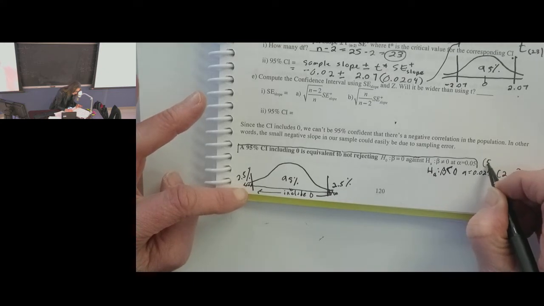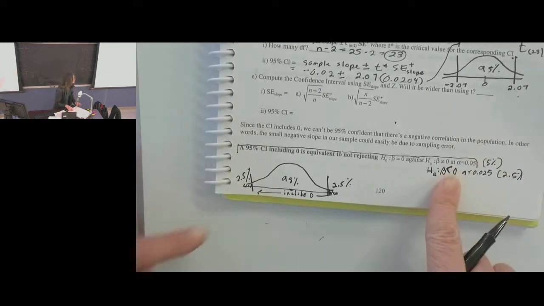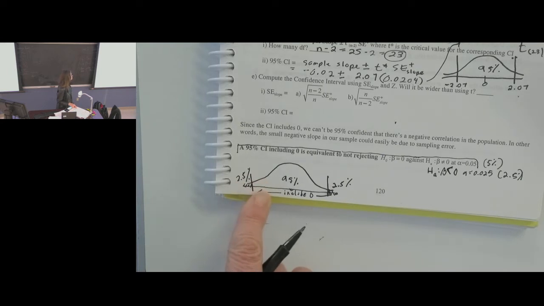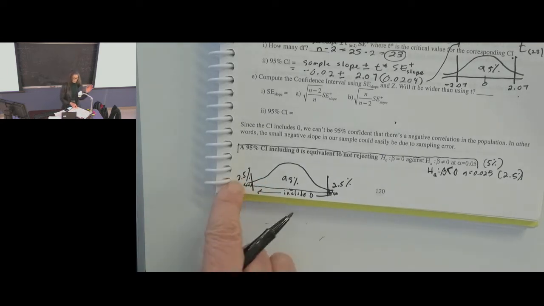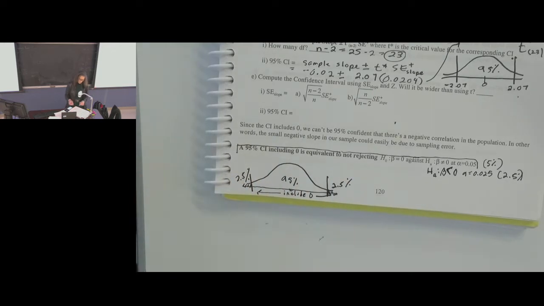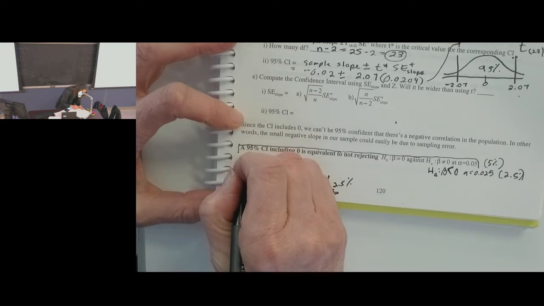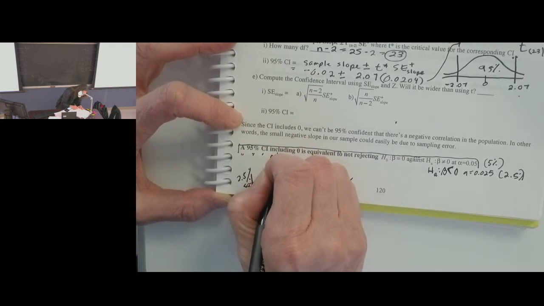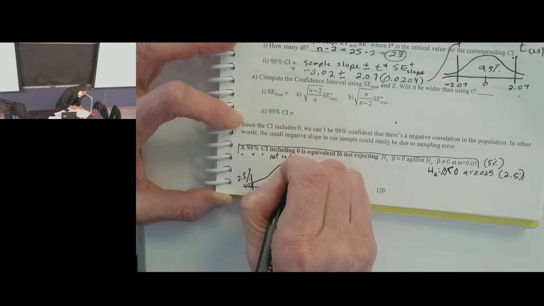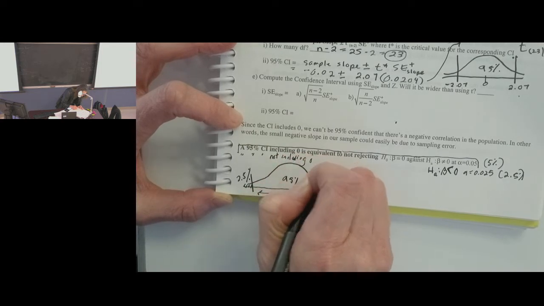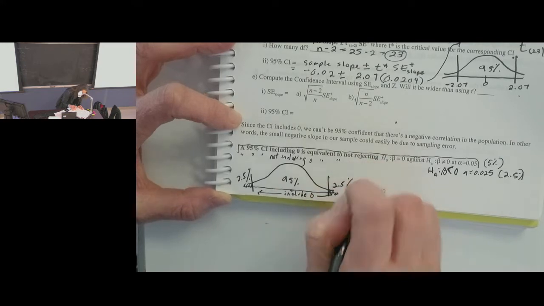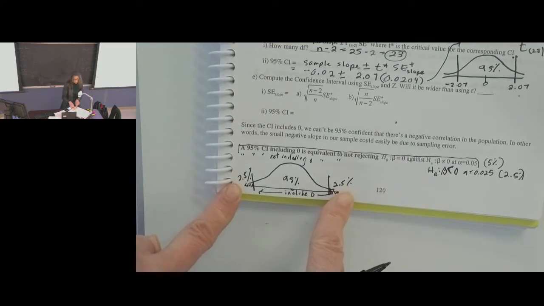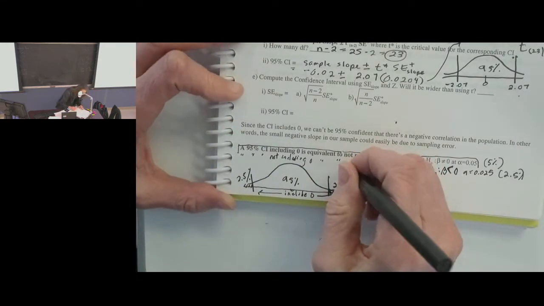This is 5%. Or, of course, it could be the other way. But in this case, it makes more sense, we think, that our null would be that we'd get a negative slope. Okay? So those two things are equivalent. And I should write down that a 95% confidence interval not including 0 is equivalent to what? If you land outside here, that's equivalent to rejecting the null.